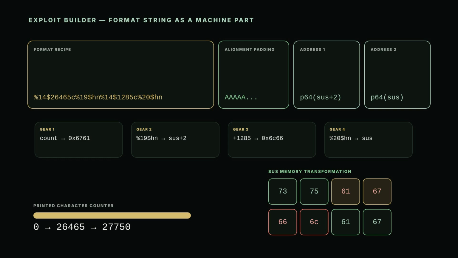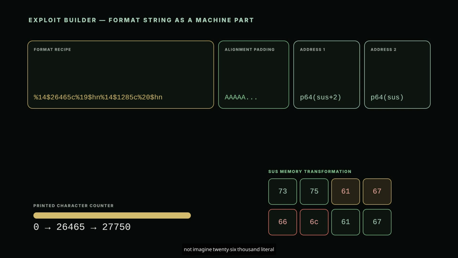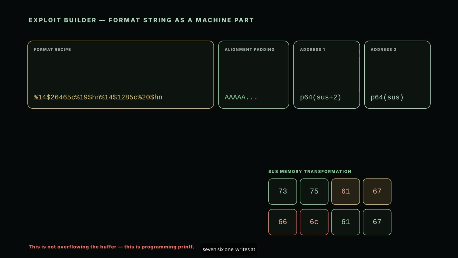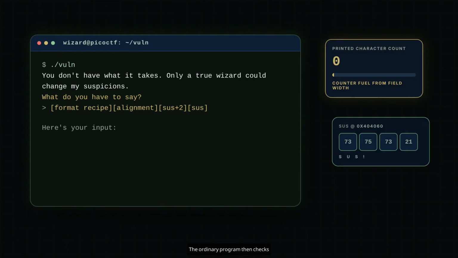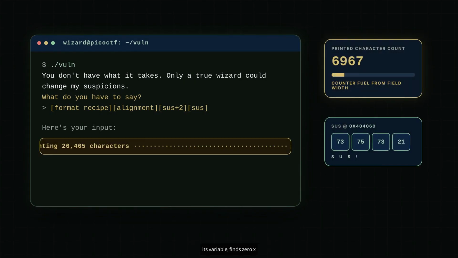During the final one, do not imagine 26,000 literal spaces on screen. Imagine a counter ribbon. It reaches 0x6761, writes at sus plus 2, grows by 1,285 and writes 0x6666 at sus. The ordinary program then checks its variable pointer, sees 0x67616666 and opens its own win branch.